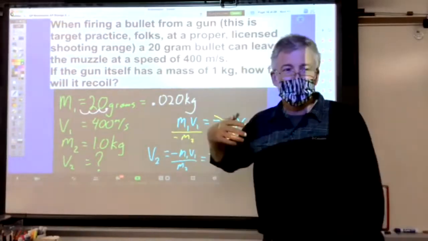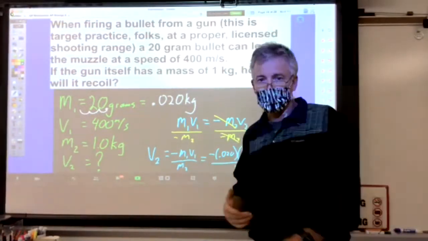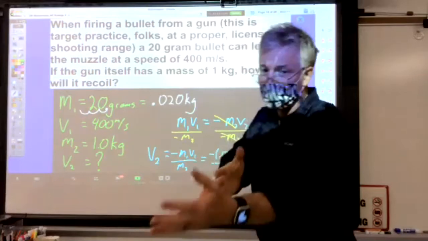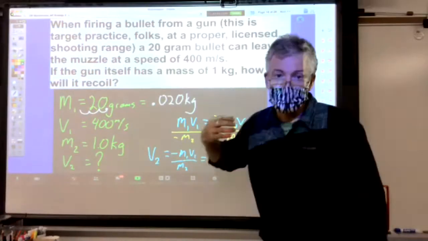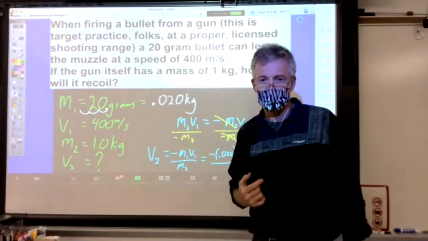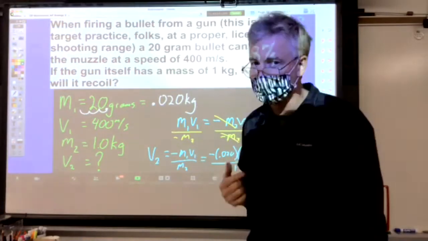other side. But the only way to have a high-speed bullet without a high-speed recoil is to have a massive firearm. These things are always going to be heavy. Law of conservation of momentum demands that they always be heavy.